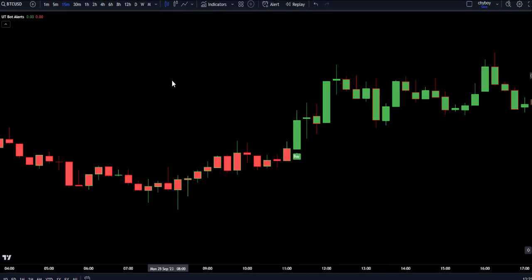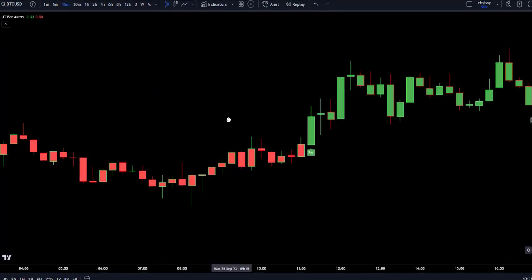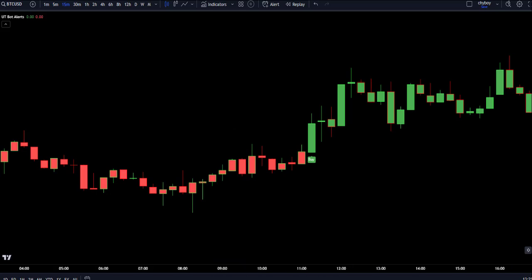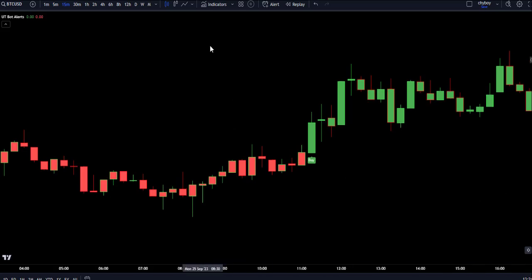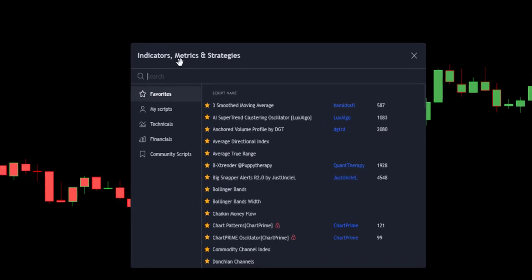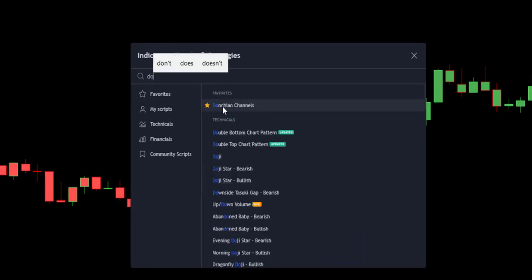But in order to add more confirmation to avoid some of these false signals, this is when we add the second indicator. Then we navigate to the indicator search bar. There we are going to search for Donchian Channel. Select the one created by TradingView.